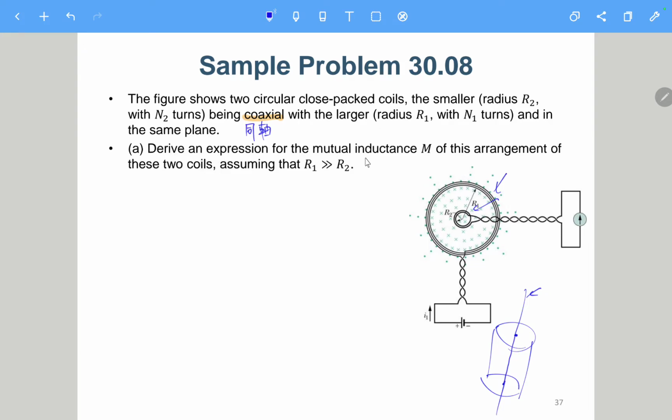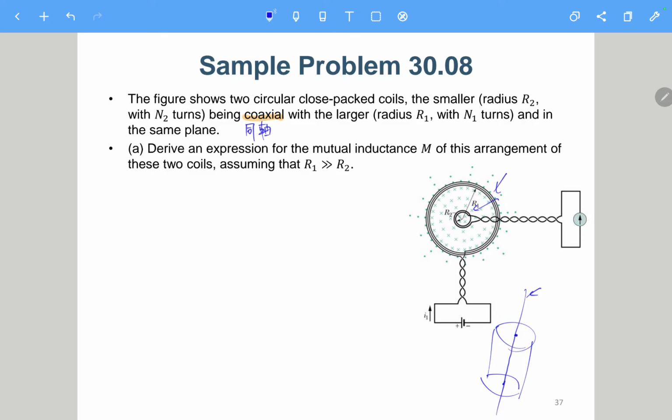So derive an expression for the mutual inductance M for this arrangement of the two coils, assuming R1 is much larger than R2. So here the setup is that we have a battery connecting to the larger coil. Of course, if there is current, it will generate a B field in between. And then there will be magnetic flux going through the second coil. So if the current is changing, there will be induced current in the second coil, and it can be sensed by this ammeter.